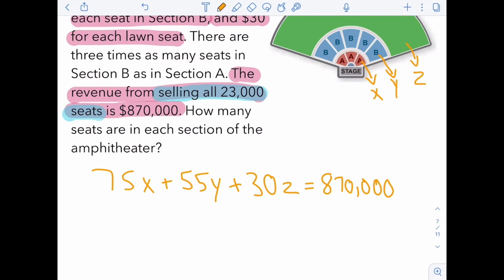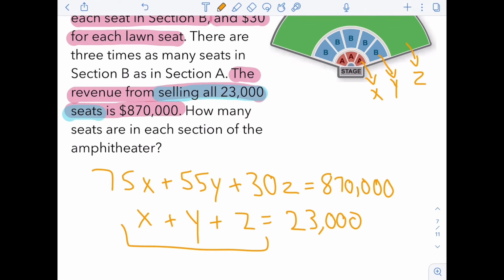So when you add the seats in section A, which is X, plus the seats in section B, which is Y, plus the lawn seats, which is Z, that all adds to a total of 23,000 seats. So the difference with these two equations are, the first one is about the cost of the seats. That's why it's $75 for section A and $55 for section B and $30 for the lawn seats. And that all leads to a total income of $870,000. But when you're looking at the number of seats, you're just adding up all the seats in each part of the amphitheater, and that just equals 23,000 seats.